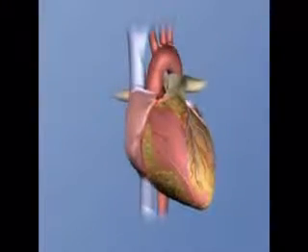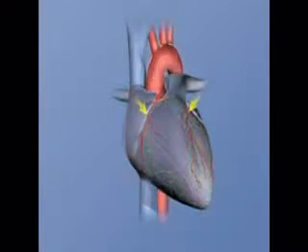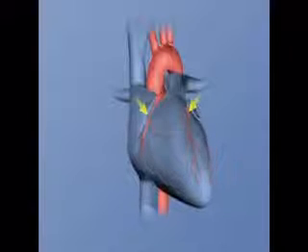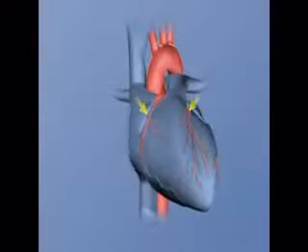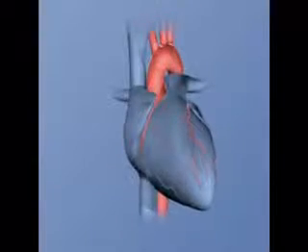Common heart conditions. Coronary artery disease. Coronary artery disease occurs when the coronary arteries are narrowed or blocked, reducing the amount of oxygen delivered to the heart. Two conditions, atherosclerosis and arteriosclerosis, commonly cause the narrowing or blockage of arteries.